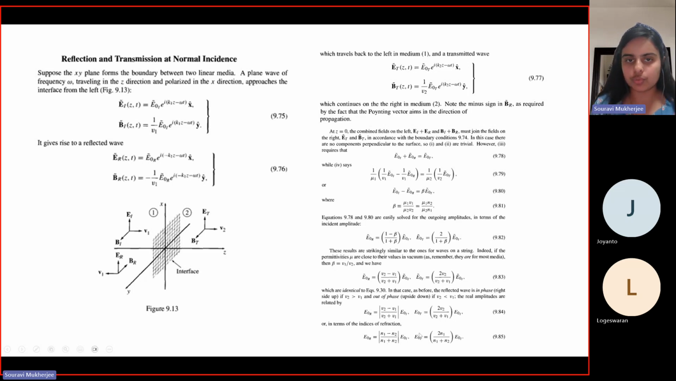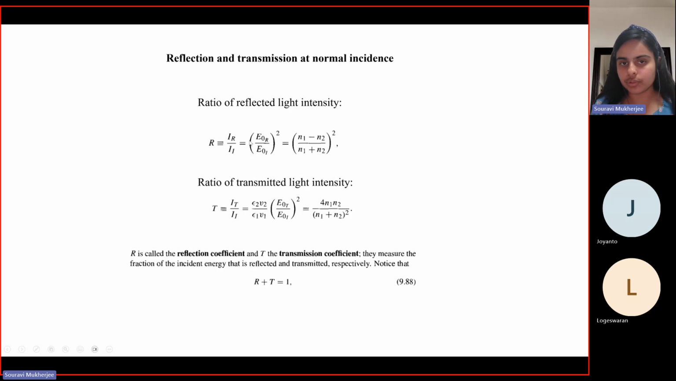So from here, if you want to find the intensity, what you have to do is take the square of the amplitude. So R gives the ratio of the reflected intensity to the incident intensity, which is given by this relation here. And this is the ratio of transmitted light intensity. And you can see that R plus T goes to 1, okay, which is what should happen. So a part of the incident energy is reflected and a part of it is transmitted. And this is how they relate to the refractive indices of the media.